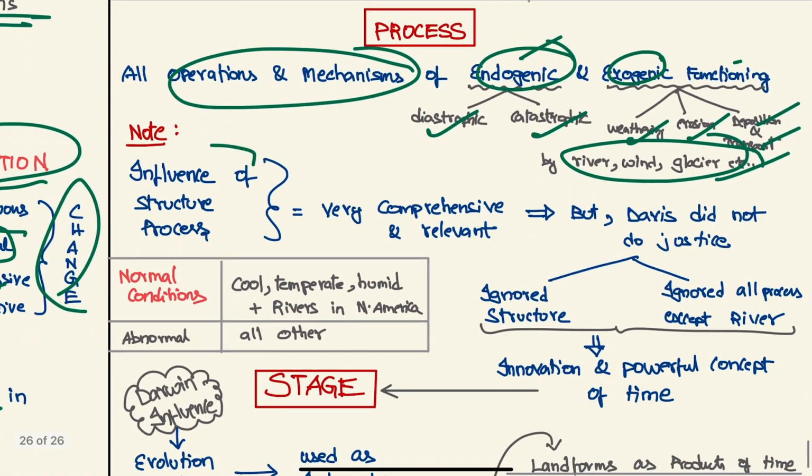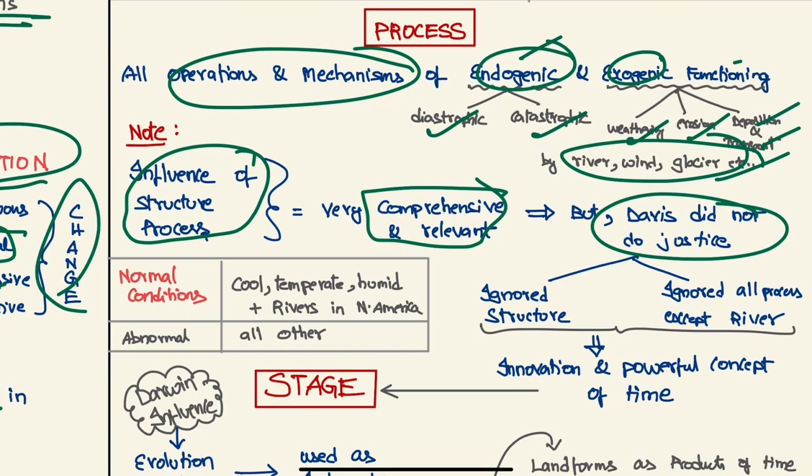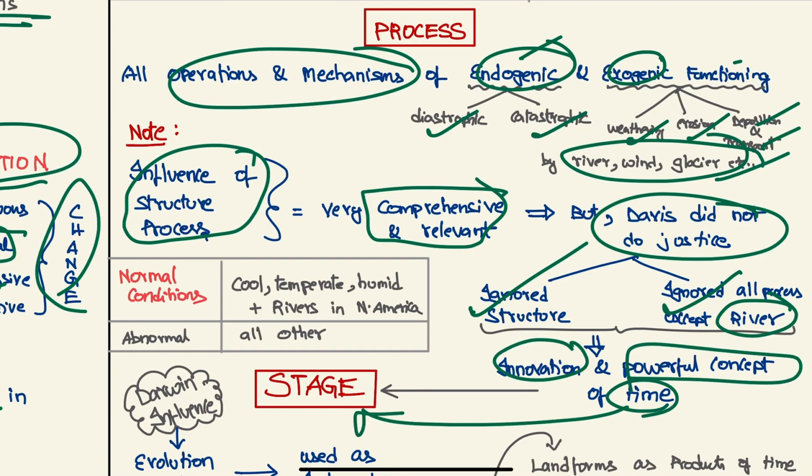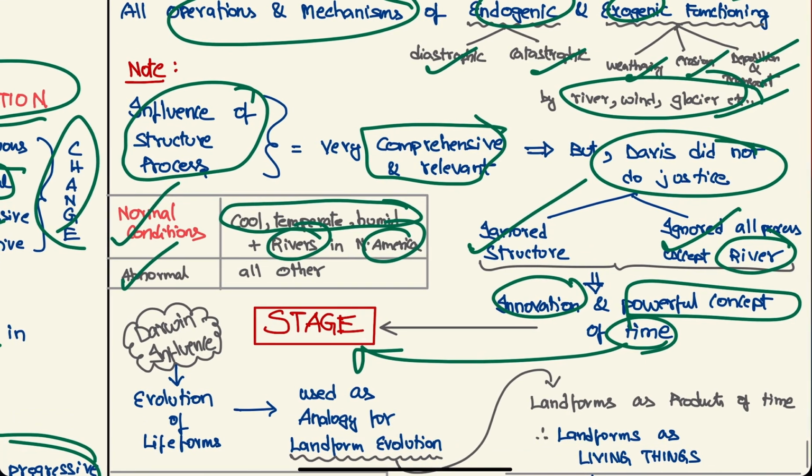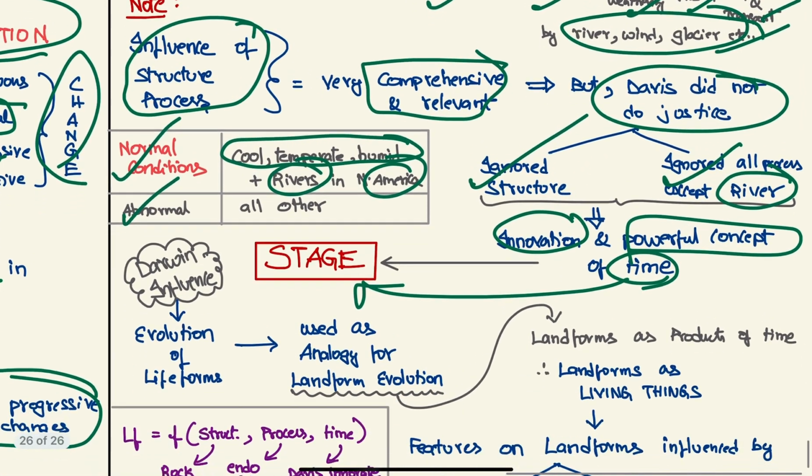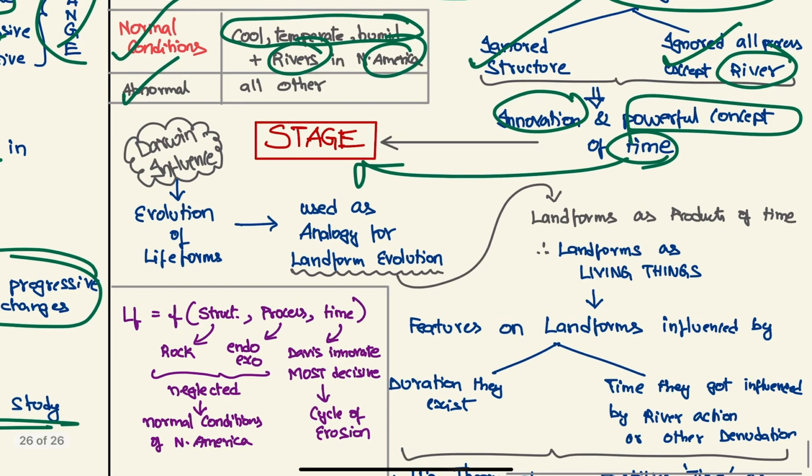Also, we must note that the influence of structure and process is very comprehensive and relevant, but Davis did not do justice. He just ignored structure and all other processes except river. So his most innovative and powerful concept can be seen in the time, which is the stage. Also, for him, normal conditions are cool and temperate, humid conditions of North America, and river is the only process that he considers. All others are considered to be abnormal and climatic accidents.